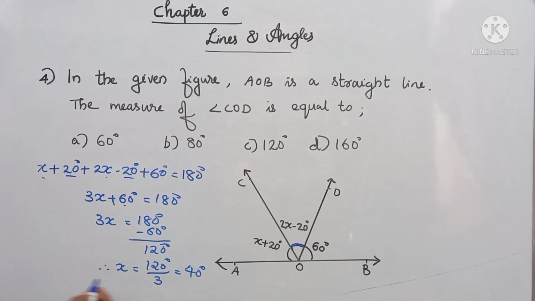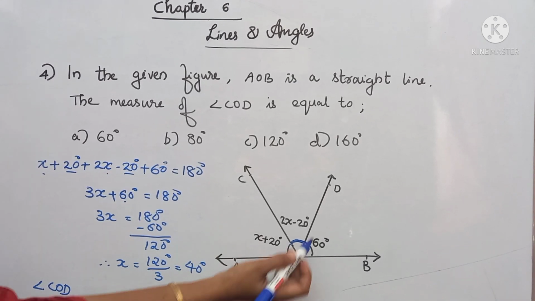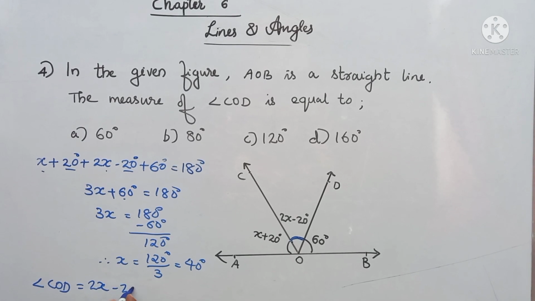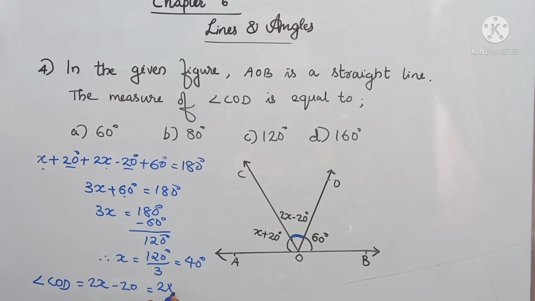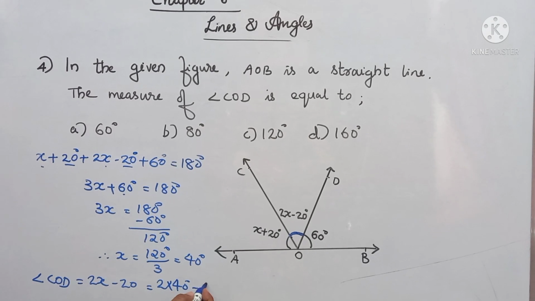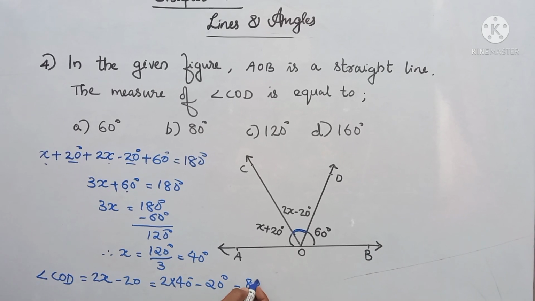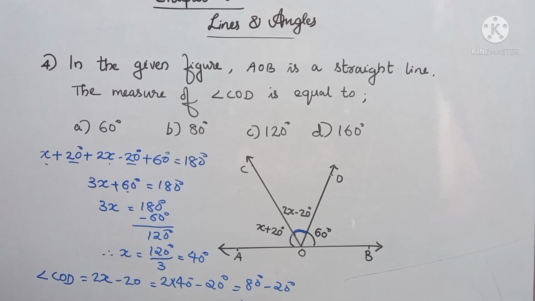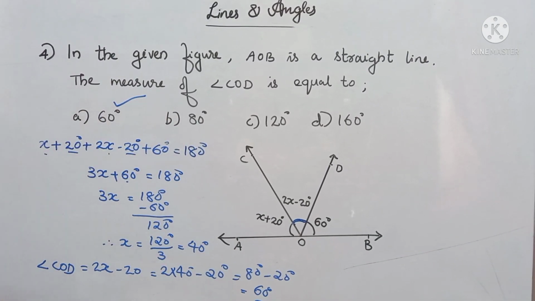And angle COD, it is asked angle COD. Look here, angle COD is 2x minus 20. And we know x is equal to 40 degree. So 2 into 40 degree minus 20 degree. 2 into 40 is 80 degree, 80 degree minus 20 degree, that is equal to 60 degree. So we have got that answer, 60 degree.